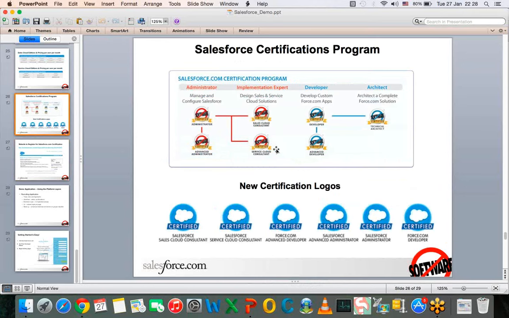There are three types of releases available in Salesforce: winter release, summer release, and spring release. Every year you have these three releases happening. Currently, Spring '15 is going to be released in a few days, and Winter '15 is currently going on.